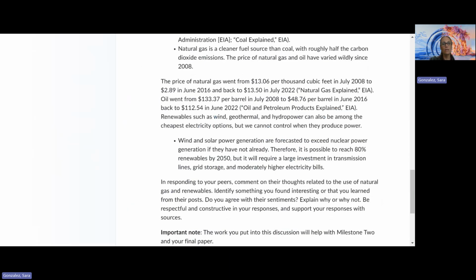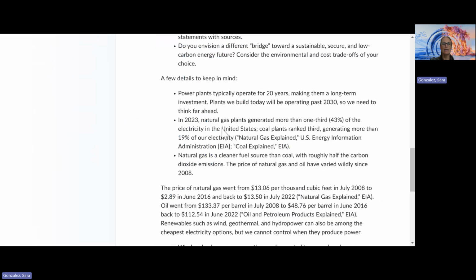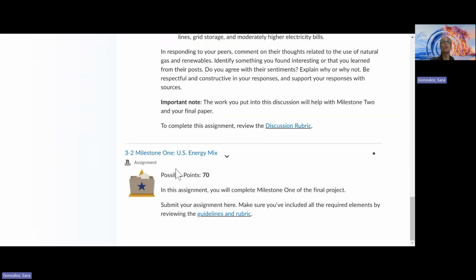So again, what's due this week? Your initial post due by Thursday about the natural gas, the bridge fuel. Your 2 responses to your classmates due by Sunday, and then your milestone 1 U.S. energy mix assignment paper, make sure going over the guidelines and rubric, that is also due on Sunday.